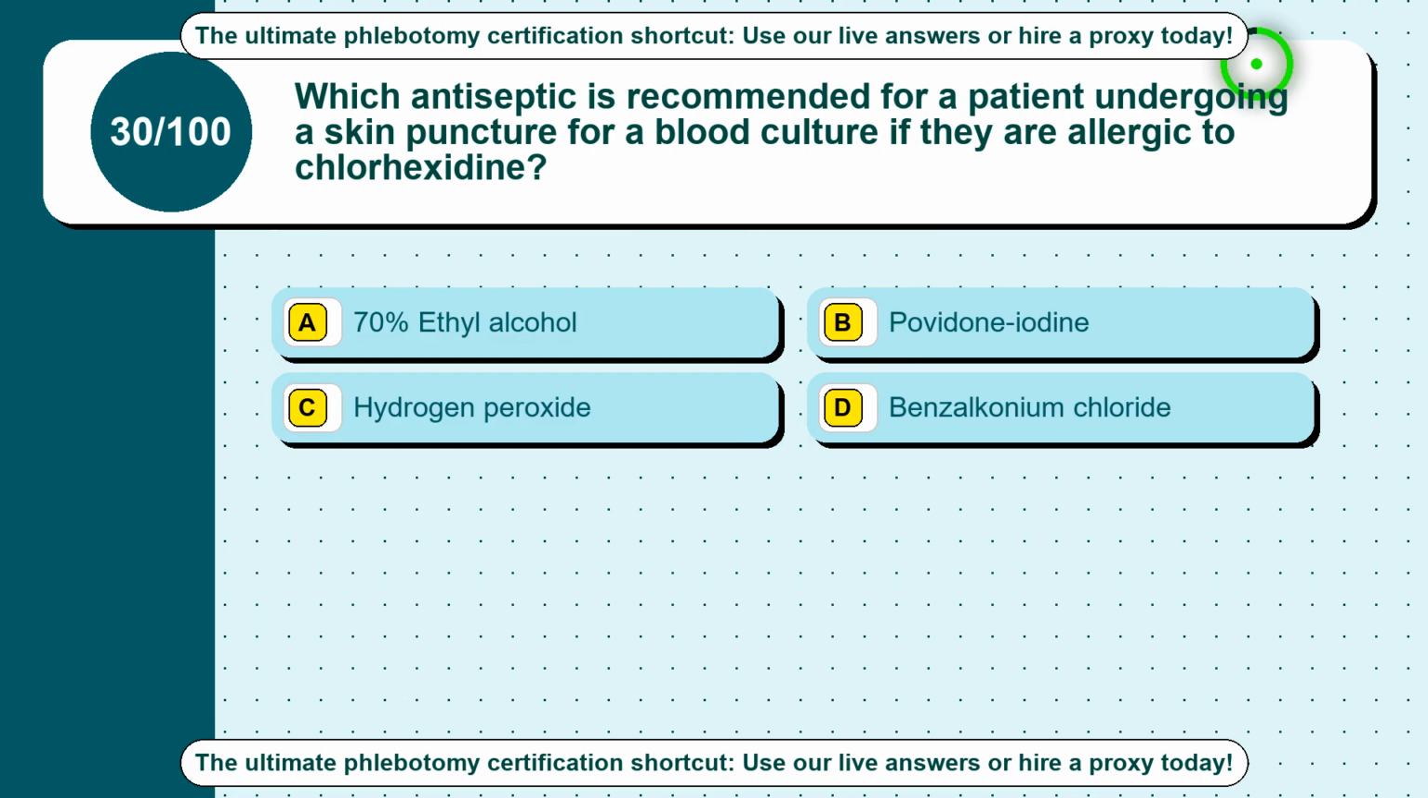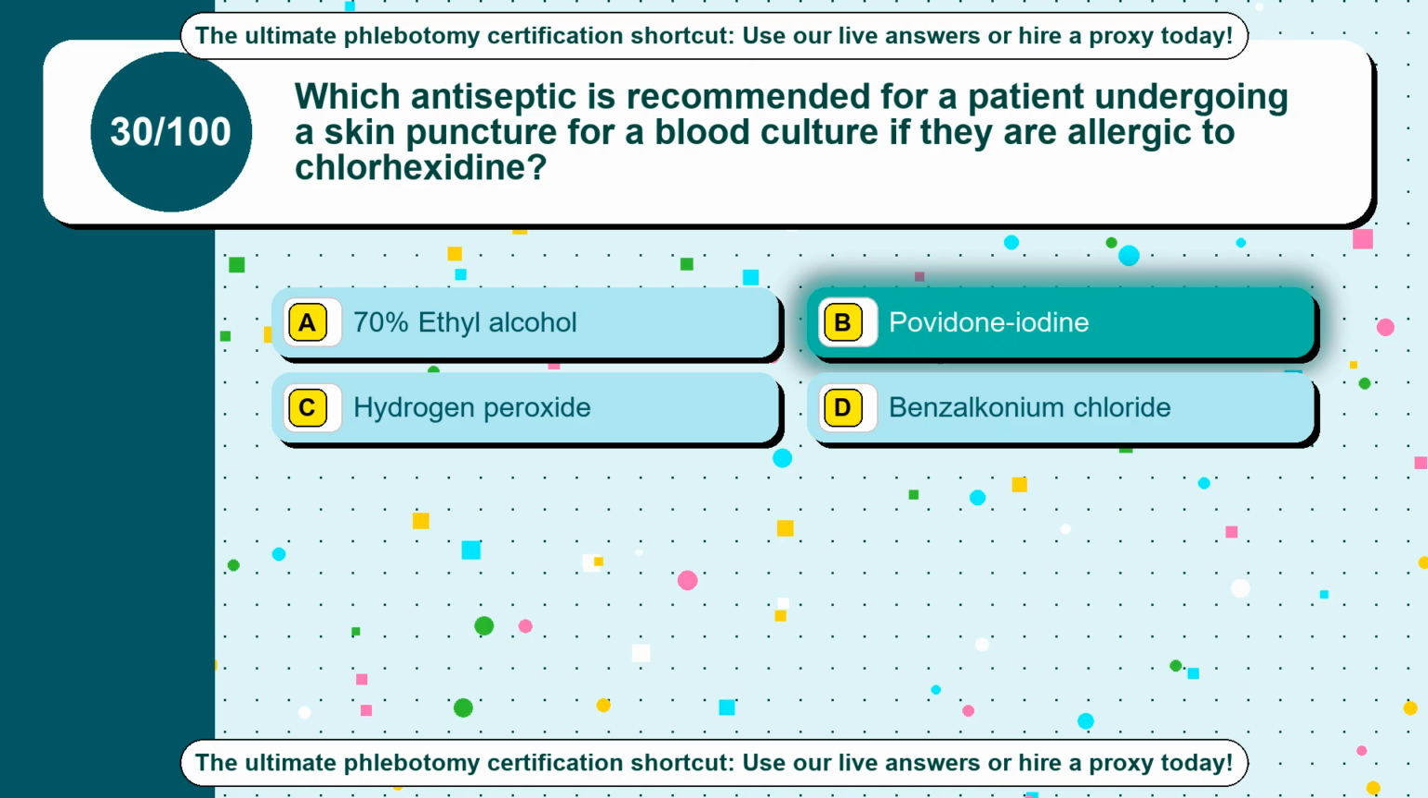Question 30. Which antiseptic is recommended for a patient undergoing a skin puncture for a blood culture if they are allergic to chlorhexidine? Option A, 70% ethyl alcohol. Option B, povidone iodine. Option C, hydrogen peroxide. Option D, benzalkonium chloride. The correct answer is option B, povidone iodine.